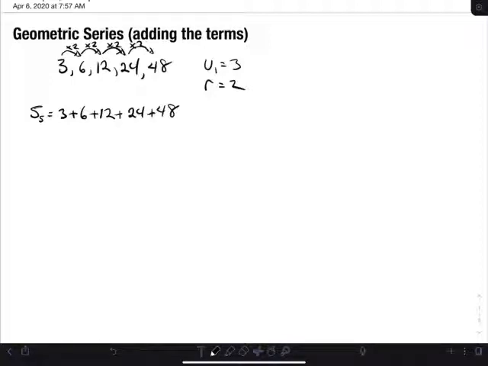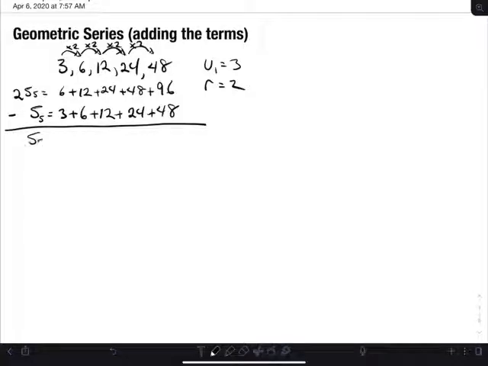Now here's the trick. A clever mathematician came up with this, not me. What they did is they multiplied both sides of this equation by the common ratio, in this case 2. So 2s5 would be equal to, and I'm writing it above, hopefully you'll see why in a bit, you'll just double all these terms. Right? And what I can do is subtract these two equations, and two sums minus one sum is equal to one single sum.